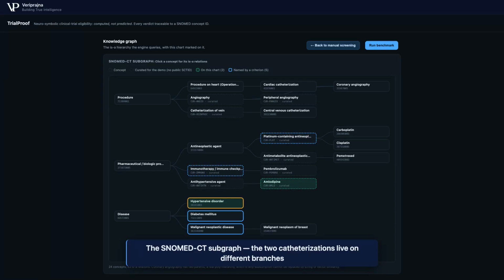All of this is checkable because the engine reasons over a real graph. This is the SNOMED subgraph it queries. Central venous catheterization and cardiac catheterization sit on visibly different branches, so no is-a path connects them. That is why the vector baseline, seeing the shared word, is wrong, and why the trace is not.